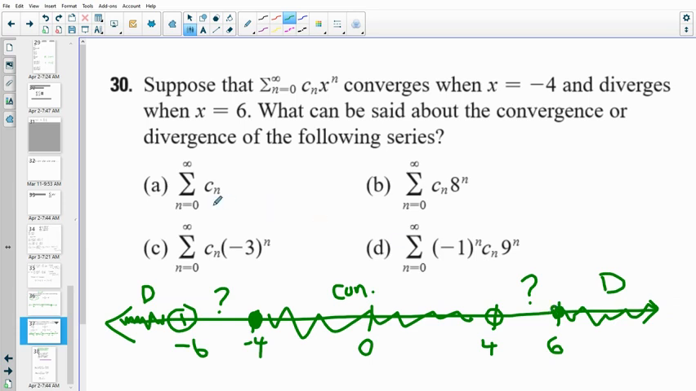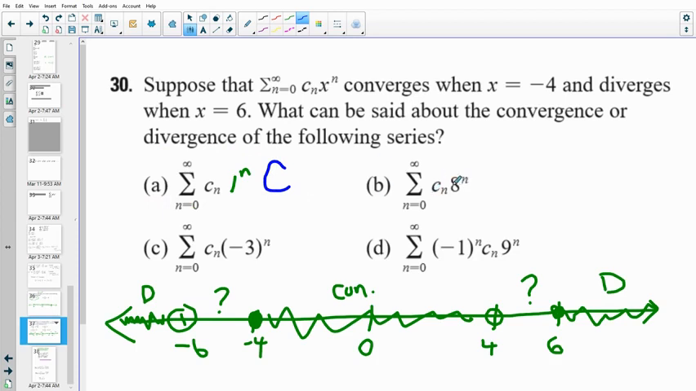So in answering the questions, part A, we've got C sub n, the coefficient. And since there's nothing there, I guess it's just 1 to the n power. x is equal to 1. 1 is within my interval of convergence, and so it must, I guess I shouldn't be circling that. I know that it is convergent for part A.